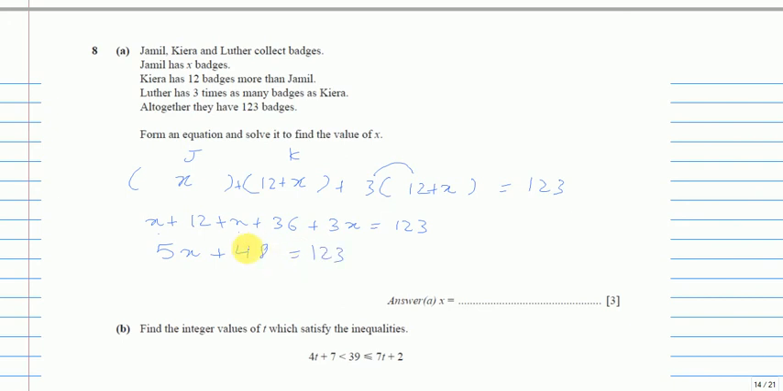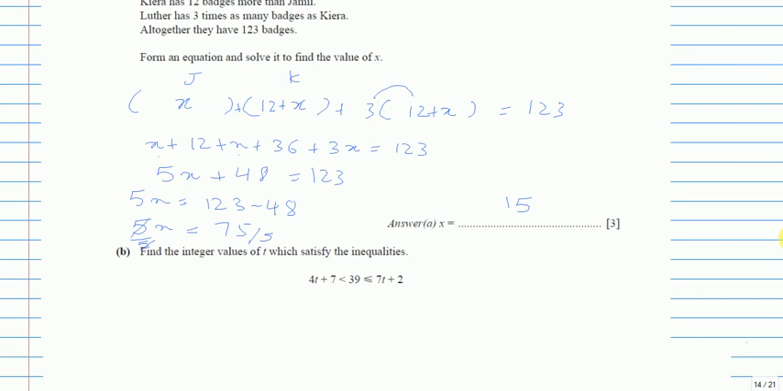Now 48 on the left hand side is positive, so on the right hand side it will be negative. So 5X equals 123 minus 48, which is 75. To remove this 5 I have to divide by 5 on both sides. So X equals 75 divided by 5, which is 15.